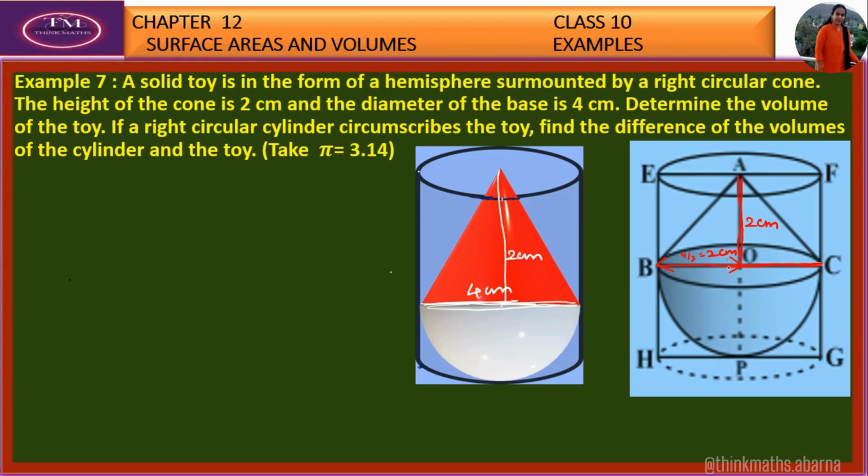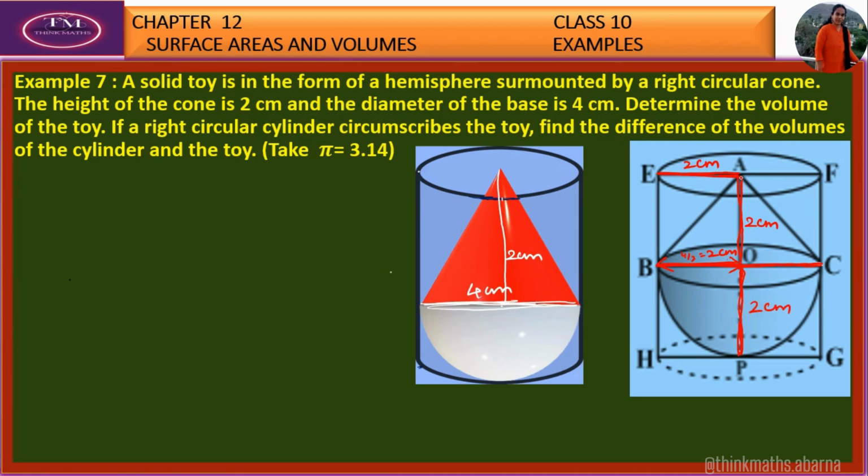This value will be the same for both. So the cone radius will be 2 centimeter, the hemisphere radius will also be 2 centimeter, as well as the radius of the cylinder, because both are equal. So EA will also take the value 2 centimeter. What about OP? OP is nothing but the radius of the hemisphere.